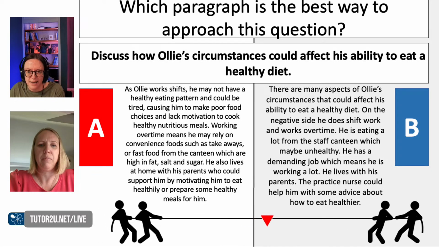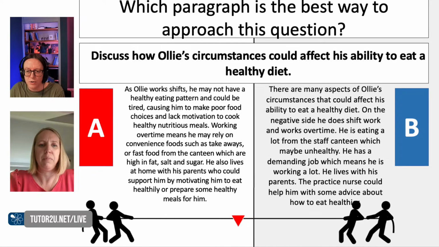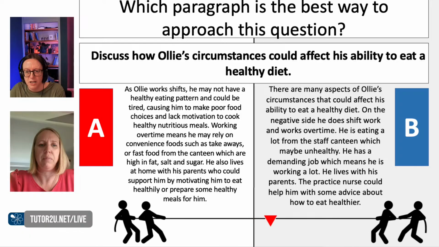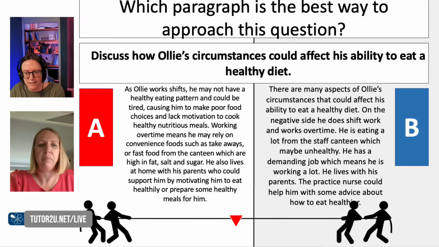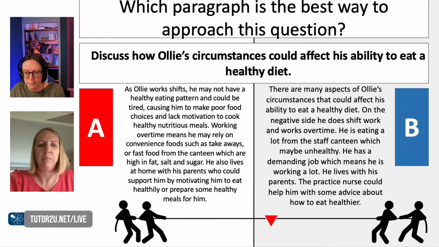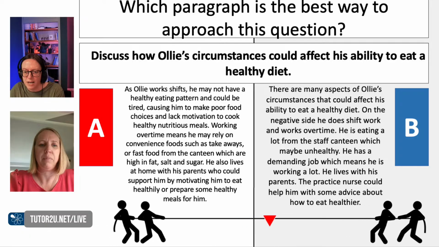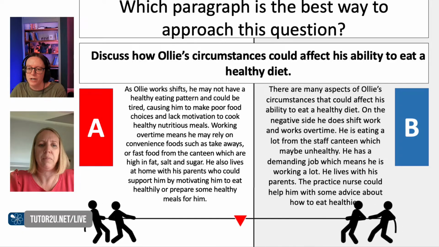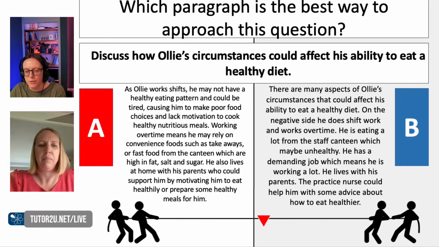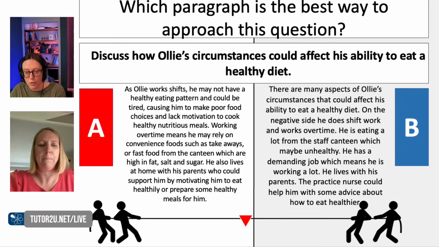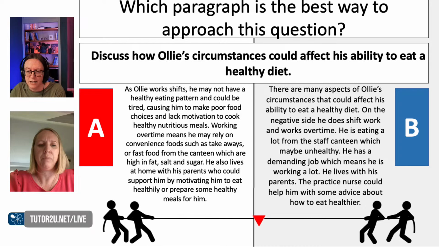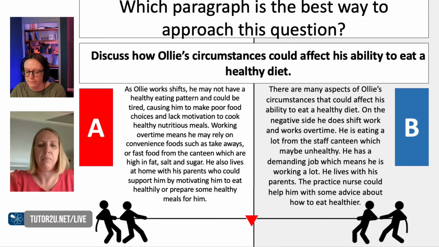So student A has said, as Ollie works shifts, he may not have a healthy eating pattern and could be tired, causing him to make poor food choices and lack motivation to cook healthy, nutritious meals. Working overtime means he may rely on convenience foods such as takeaways or fast food from the canteen, which are high in fat, salt and sugar. He also lives at home with his parents, who could support him by motivating him to eat healthily or prepare some healthy meals for him.